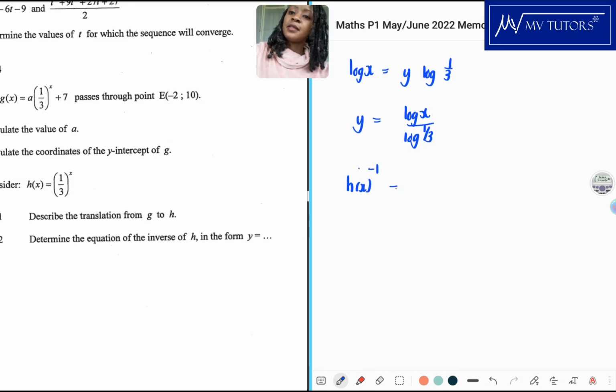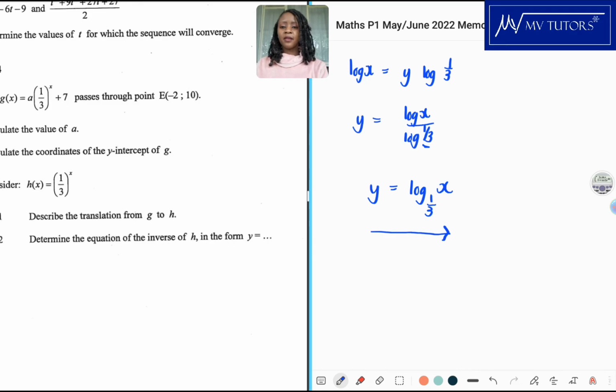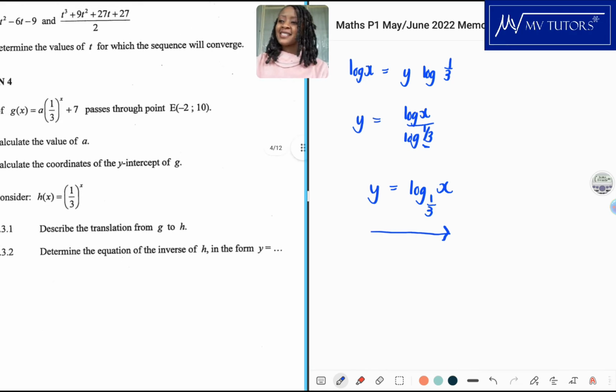And finally, I would say the inverse of h, h to the power minus 1, is equal to log, so this one is at the base, and this one is just up there. So the inverse of h in the form of y, okay, they want it in the form of y. So let me just say y is equal to log base a third of x. And that is it with question 4.